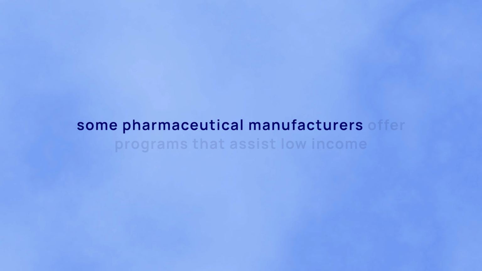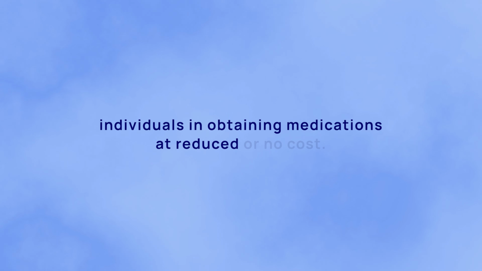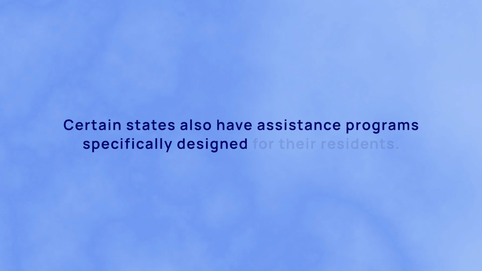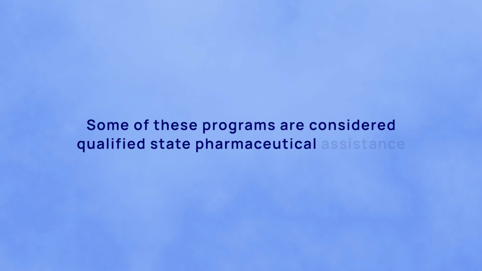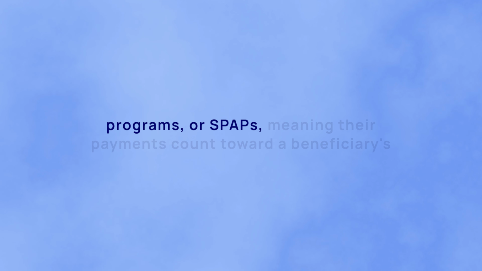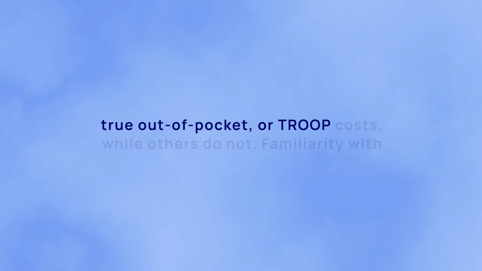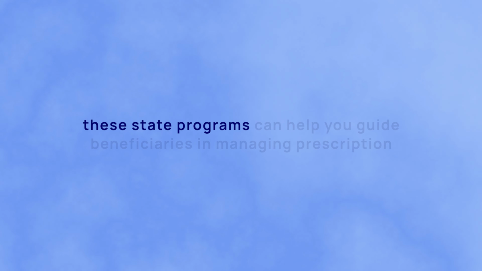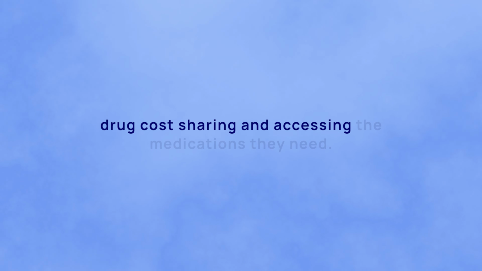In addition to Extra Help, some pharmaceutical manufacturers offer programs that assist low-income individuals in obtaining medications at reduced or no cost. Certain states also have assistance programs specifically designed for their residents. Some of these programs are considered Qualified State Pharmaceutical Assistance Programs, or SPAPs, meaning their payments count toward a beneficiary's true out-of-pocket, or TROOP costs, while others do not. Familiarity with these state programs can help you guide beneficiaries in managing prescription drug cost sharing and accessing the medications they need.